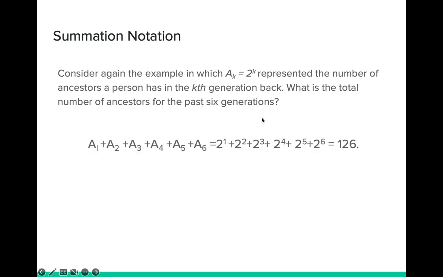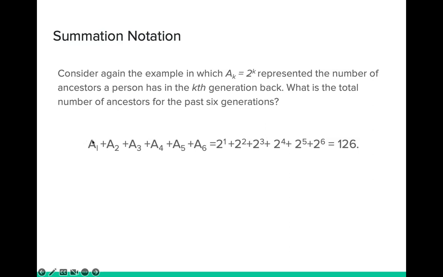We can represent that in this formula. So we have a sub 1 plus a sub 2 plus a sub 3 plus a sub 4 plus a sub 5 plus a sub 6, wherein a sub 1 refers to the ancestors a person has in the first generation, a sub 2 refers to the ancestors a person has in the second generation, and a sub 3 refers to the number of ancestors a person has in the third generation, and so forth.